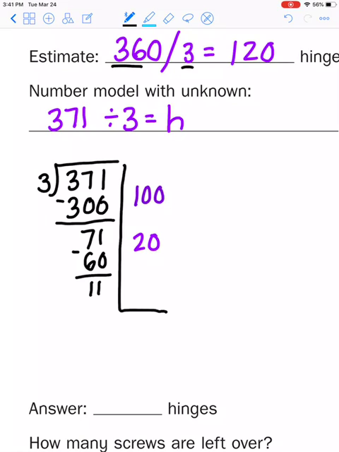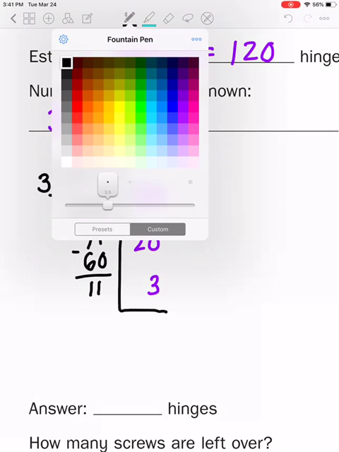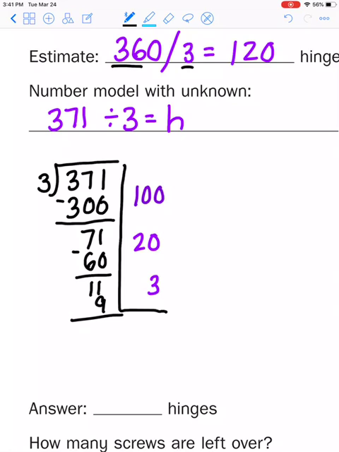I have to think to myself, what is a multiple of 3 that'll get me close to 11? I know that 3 times 5 is too much. That'll give me 15. 3 times 4 is 12. That's still too much. I only have 11. And then 3 times 3 is 9. So that's probably as close as I'm going to get. So if I take out another 3 groups of 3, I'm using 9 screws if I make 3 more hinges. And I'm left with 2.